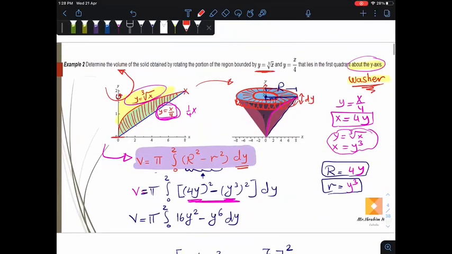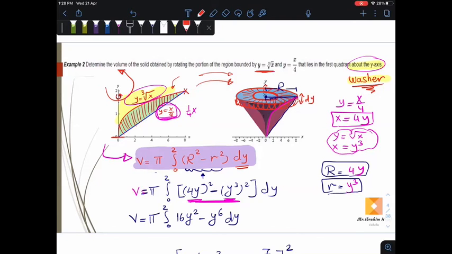Next example: determine the volume of the solid obtained by rotating the portion of the region bounded by y equal cube root of x and y equal x over 4 that lies in the first quadrant about the y-axis. Here it is a washer. Why washer? We explained this before in the revision sessions and also in our original session for volume. We said there is a gap, so surely it will be a washer. After revolving about the y-axis, the solid appears at the right.